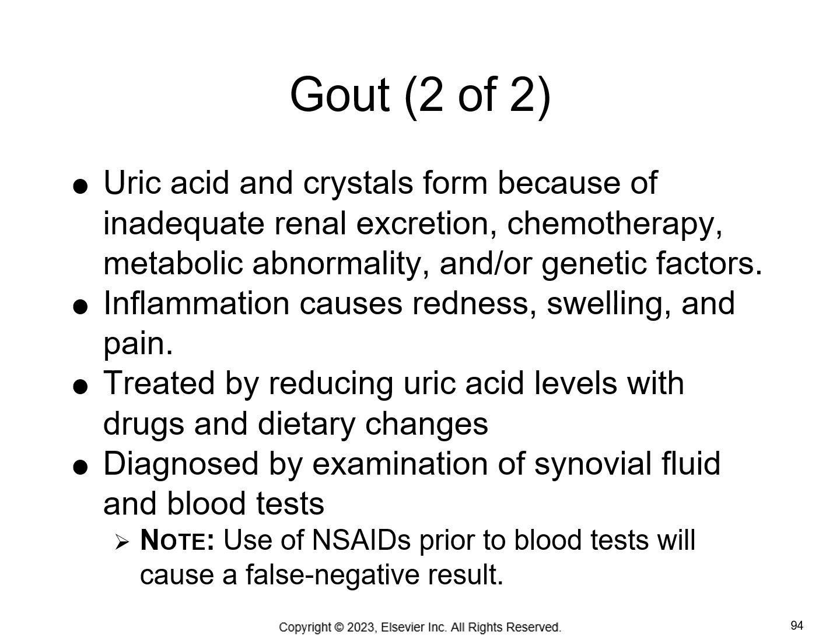The inflammation leads to redness and swelling of the joint and severe pain from the tophi that are deposited in that joint. Normalization of serum uric acid levels is important because uric acid kidney stones are a threat to anyone with chronic hyperuricemia. This is confirmed through diagnosis of synovial fluid and blood tests. Also, no NSAIDs prior to the blood test because they can cause a false negative.